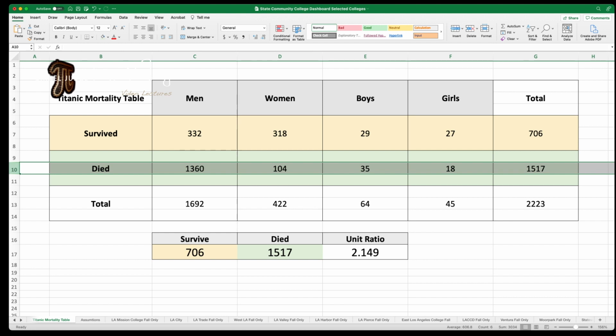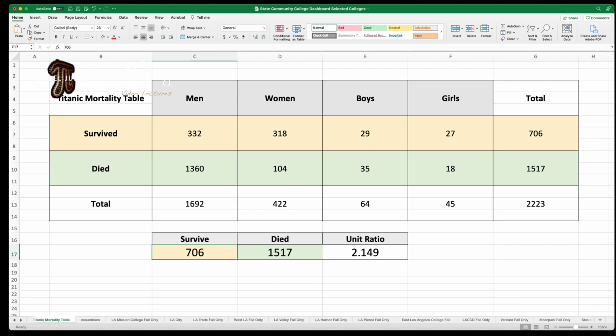Now I summarize that information down here, that there's 706 survivors to 1,517 people who did not survive. Now I'm going to express where I get this number, the unit ratio, and why that number is so important. Okay, so I'm going to express where that comes from. And let me highlight this here. It might be difficult to see, so I guess I'll highlight it maybe blue. Lighter number. Okay.